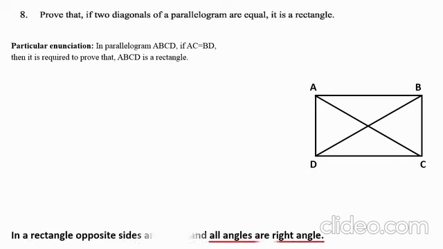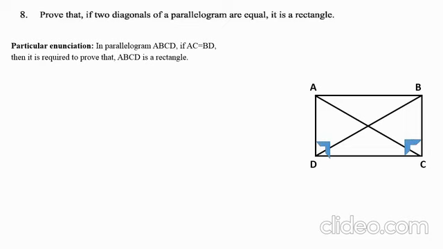Here is a hint. In a rectangle, we notice that the opposite sides are equal and all angles are right angles. As it is a parallelogram, the opposite sides are already equal, but now we need to prove all angles equal to a right angle, so we just consider the two angles D and C. We would like to prove these two angles are right angles.